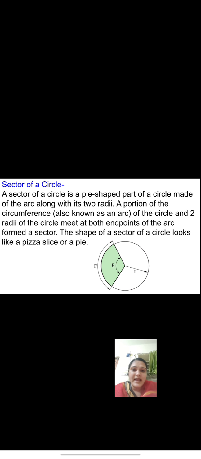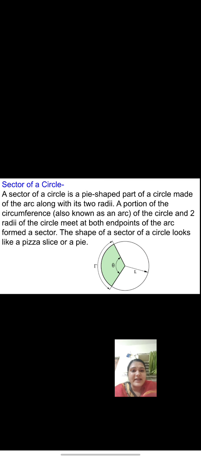Next is sector of a circle. A sector of a circle is a pie-shaped part of a circle. How is it made? It is made of an arc along with its two radii. The portion of a circumference is also known as an arc. What is an arc? The portion of the circumference of the circle. An arc and two radii of a circle meeting at both endpoints of the arc form a sector.